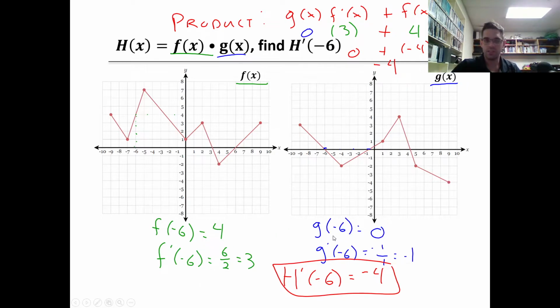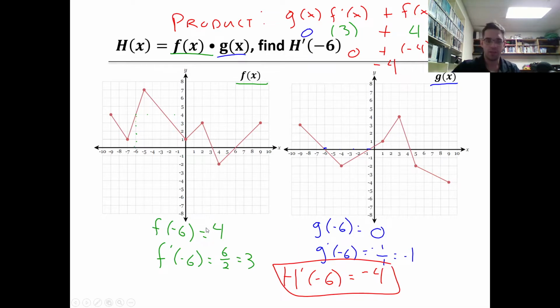Okay, so we also need g of negative 6 and g prime of negative 6. G of negative 6, that's right where x equals negative 6 is where g crosses the x-axis. So g of negative 6 is just 0. G prime of negative 6, well, the slope of this section of the line right here on the graph of g of x, the slope is negative 1. So go down 1, right 1 for this segment. So g prime of negative 6 is just negative 1.